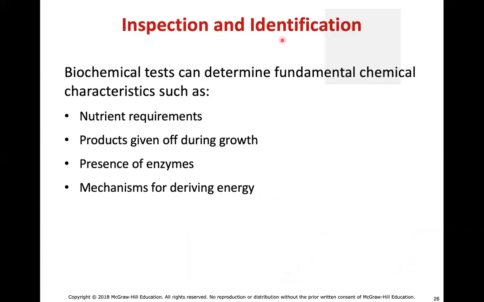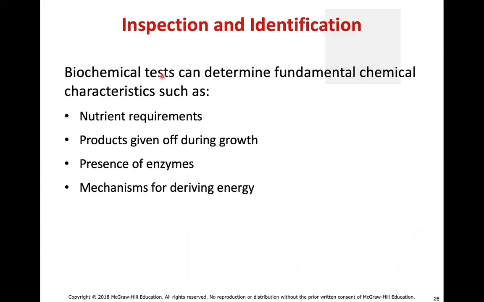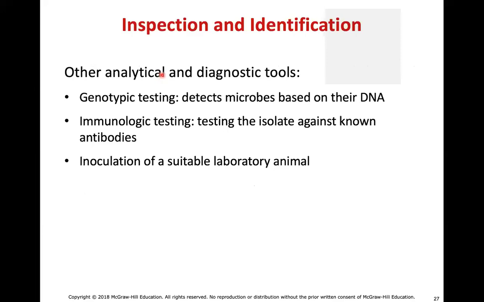Inspection identification. We use various biochemical tests, and this is something that you'll see when we get to labs 7 and 8. They can be used to determine the fundamental chemical characteristics, such as what nutrients do they require, what products are given off during growth, are there the presence of any enzymes, and we can use these various biochemical tests to actually identify the bacteria. And like I said, we're going to focus on labs 7 and 8. We'll sort of focus on these biochemical tests.